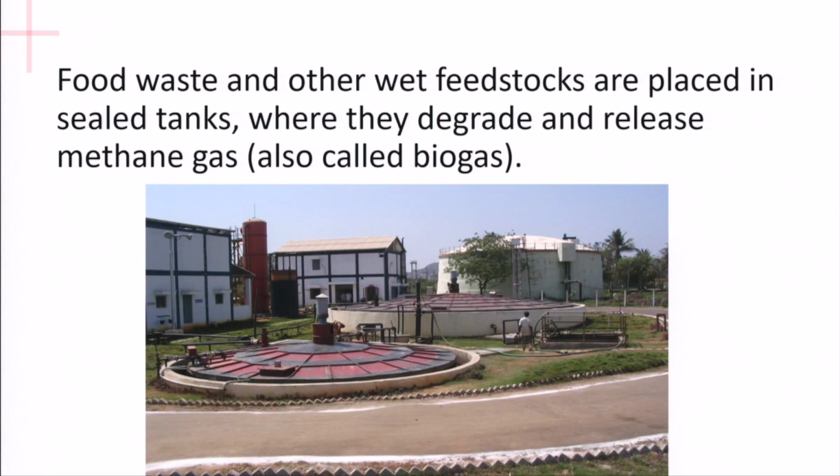Food waste and other wet feedstocks are placed in sealed tanks where they degrade and release methane gas, and the picture shows a plant where methane gas is generated. Electricity can also be produced by capturing the gas and burning it, and it can then also be used for heating and cooking purposes in domestic settings or in hotels.